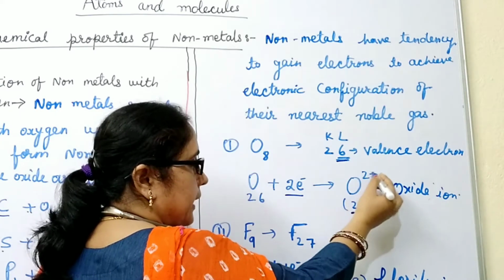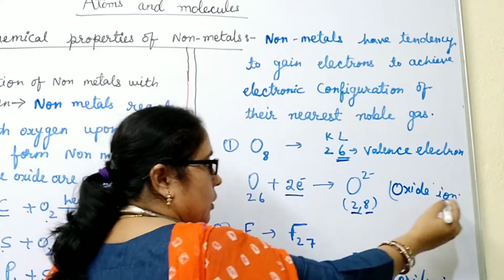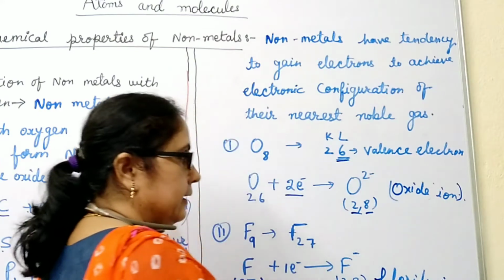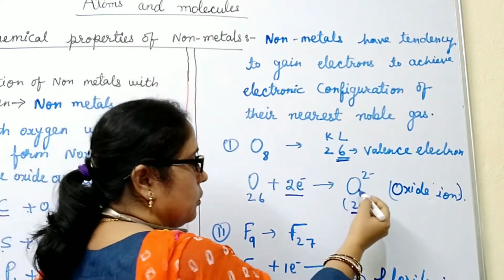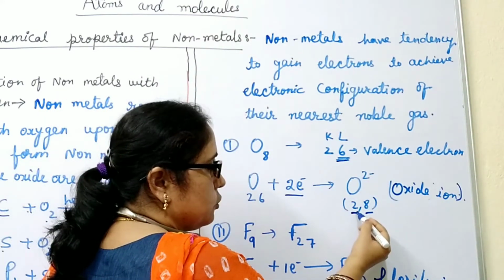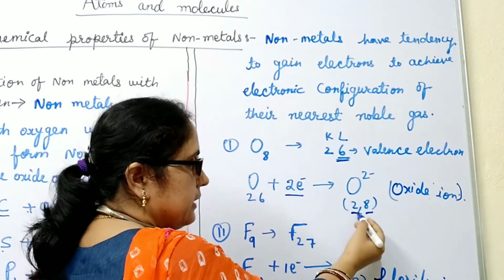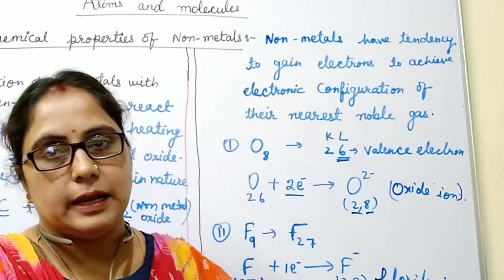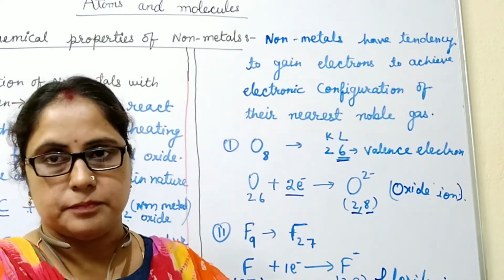This O2 negative charged particle is called the oxide ion. And the electronic configuration of this O2 negative ion becomes 2 and 8. It achieves the electronic configuration like neon, an inert gas.